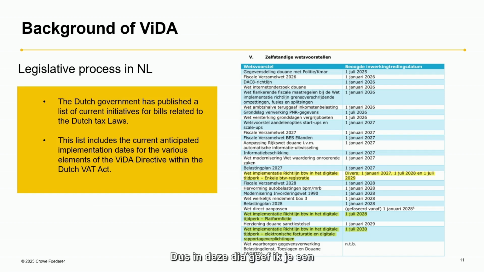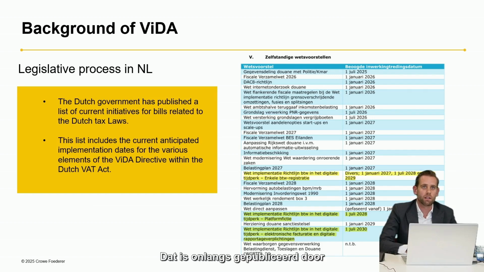So in this slide, I'm giving you a list of bills that has been recently published by the Dutch government, and this represents the tax bills that will be initiated in the next couple of years. And in this list, you already see the changes of the ViDA package represented here. So, for example, the single VAT registration is already mentioned. That will be implemented in January 2027, July 2028, or July 2029. You see here that the changes for the platform businesses will be implemented in July 28, and the e-invoicing and digital reporting requirements will be implemented by the Netherlands in 2030.